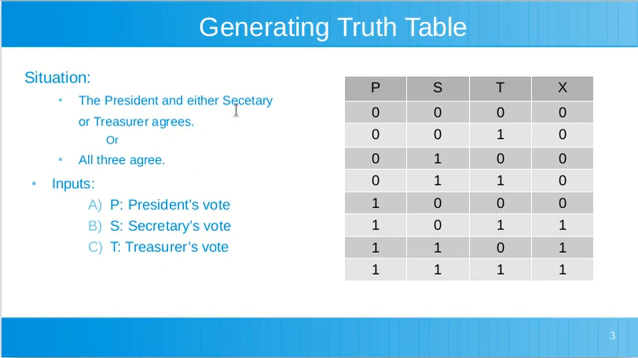Also president agrees and secretary agrees, so this is also 1. Or the third case, all three agree, so this is 1. And all the remaining values will be 0. The development plan cannot be agreed by the three of them if this situation doesn't hold, so these are all zeros. So we get only 3 ones from this truth table.